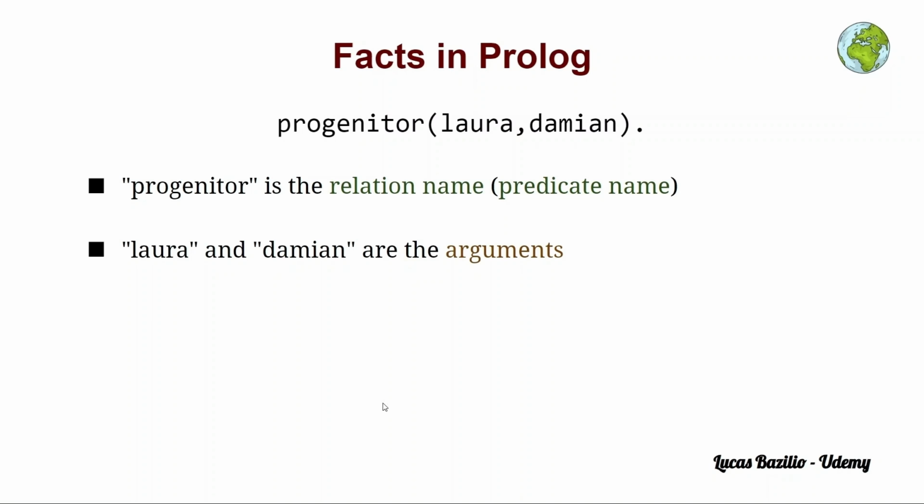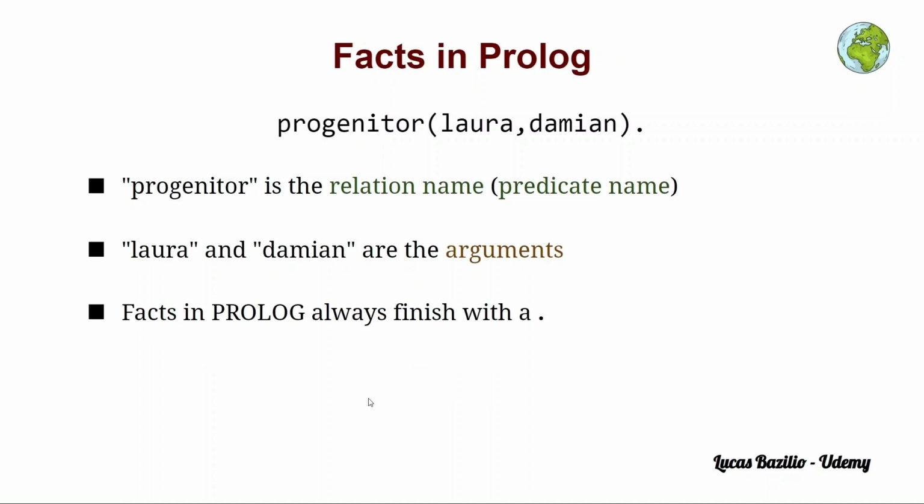So first, the fact is information that we provide to the Prolog database, and this information Prolog can learn. Any fact consists of a relation name, also known as the predicate name, that is the word or the string that we have before the parentheses. Then the fact also consists of arguments, which are inside the parentheses. The number of arguments in a fact may vary depending on the fact that we have. We may have more or fewer arguments. Later on we will see more examples.